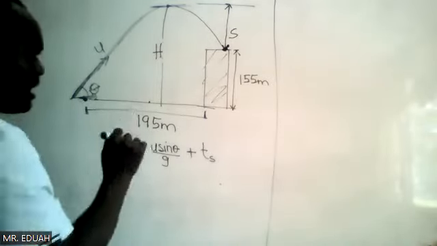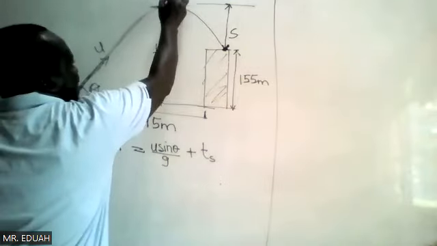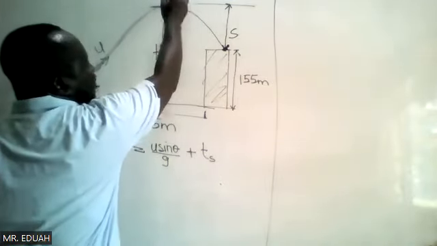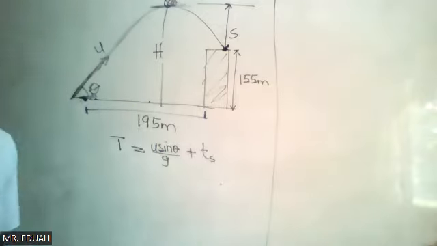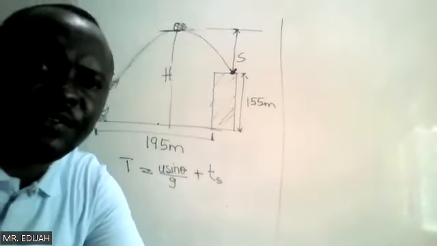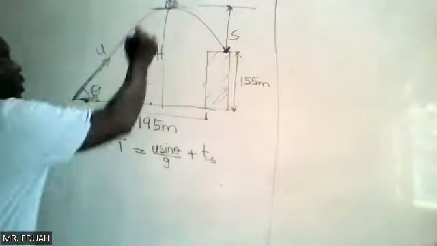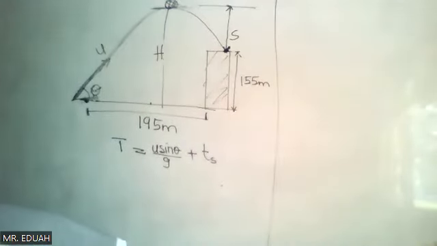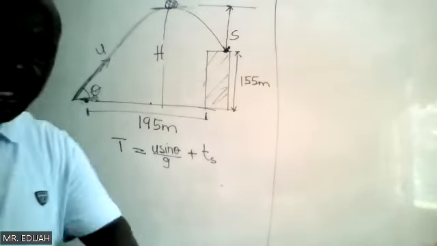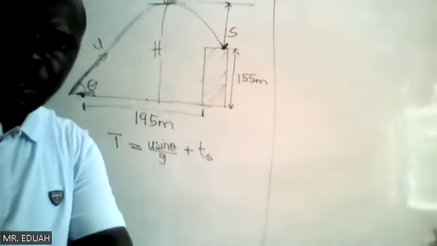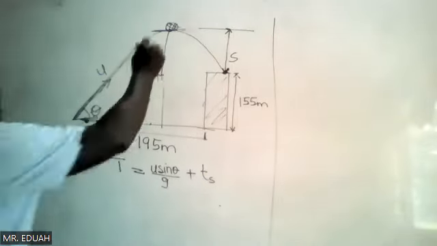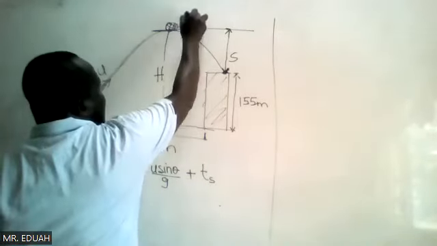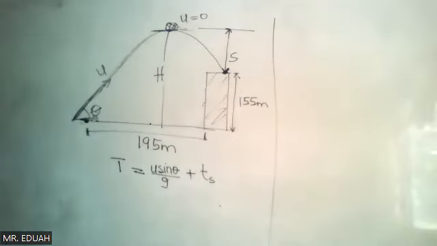That's S. Now, when the body is moving from the maximum height, it is free falling. And when it is free falling, what does it mean? If the body is in free fall, what does it mean? His initial velocity is 0. Good. So the body's initial velocity at the maximum height is equal to 0.